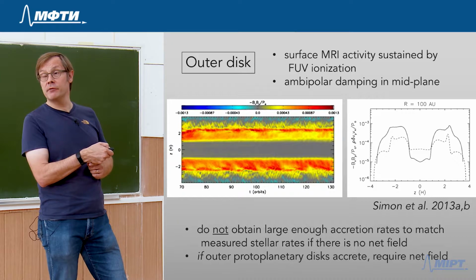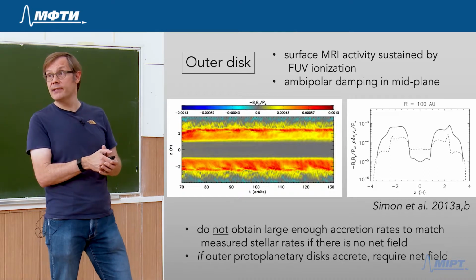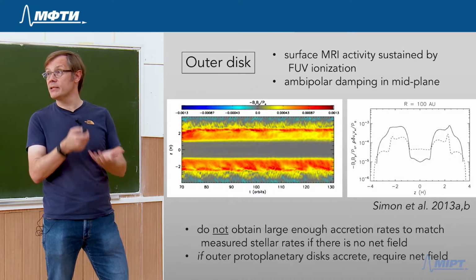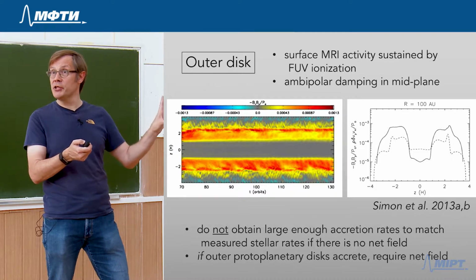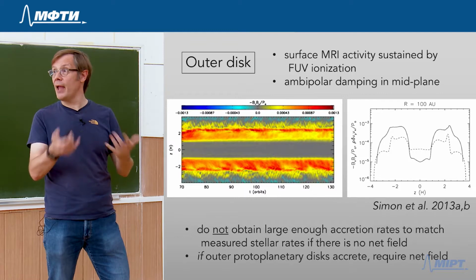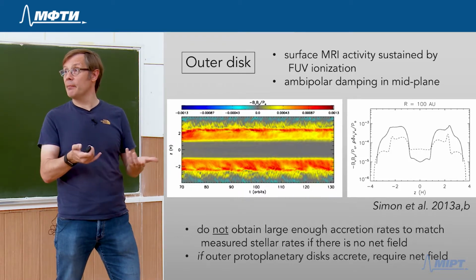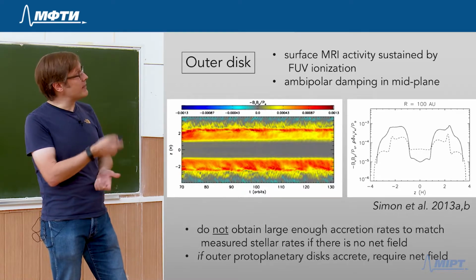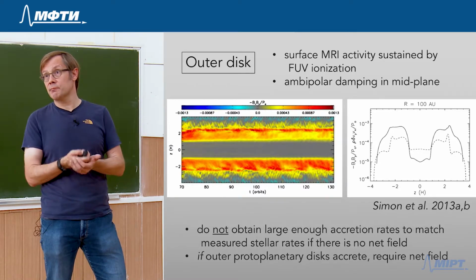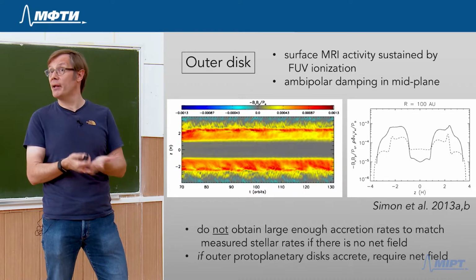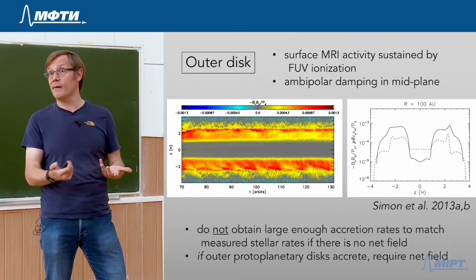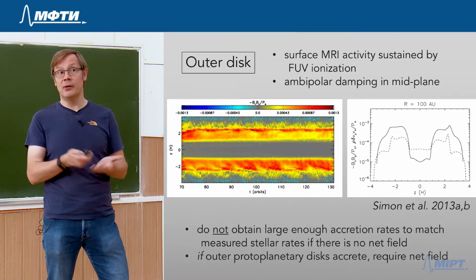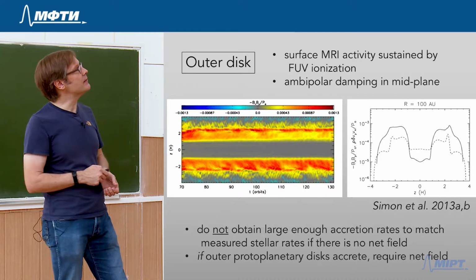Okay. Now, what we find is that if you have this damping taking place, you do not obtain large enough accretion rates to flow material into the inner disk if there is no net field threading the disk. So you need some net field, which, as I already mentioned, affects the strength of the ambipolar diffusion because the ambipolar diffusion depends itself on the magnetic field strength. Okay. So we think that this argument suggests that for protoplanetary disks to be accreting at least two MHD processes, they necessarily have to be threaded by at least a weak external magnetic field, which might be left over from the star formation process.